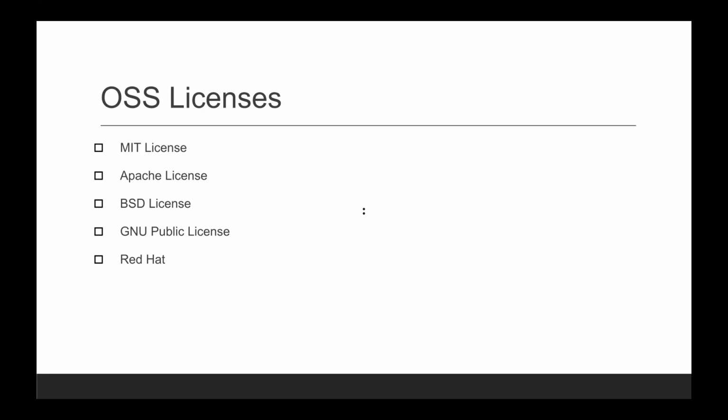So in future, whenever you are working on any product or for any of your clients, just make sure that before you use any open source software, check the licenses. If it is MIT license, it's fine. If it is Apache or BSD license and Red Hat license, it is fine. But if it is GNU, there are 2 or 3 versions like GNU 1, GNU 2, GNU 3. Each and every license has its own terms and conditions. So better to check it.